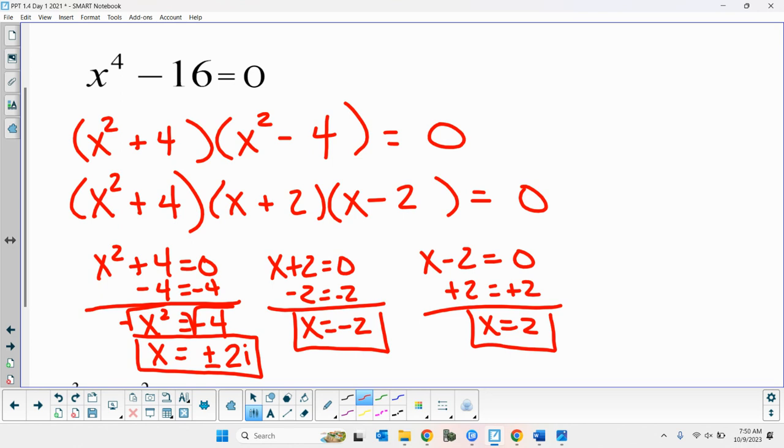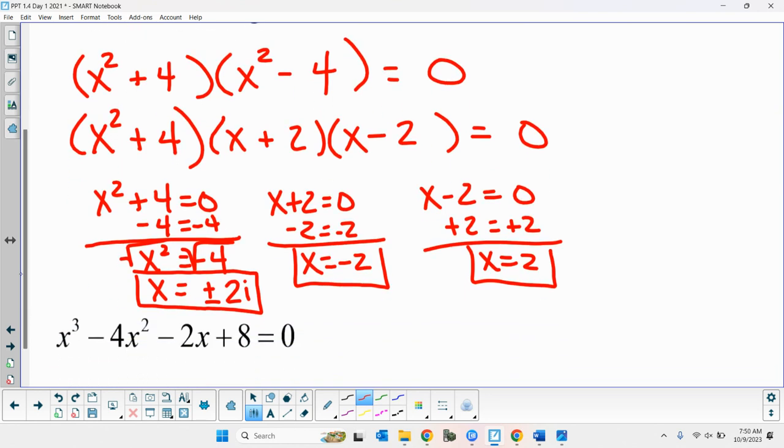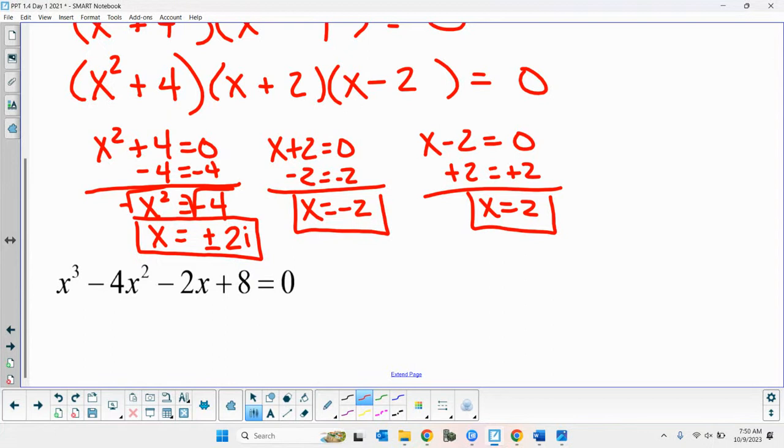And whatever this exponent is up here is how many answers it should have. We did quadratics last week. They were always x squared, right? It's always 2 answers. Well, this one has 4 answers. We did all that by factoring. Okay? Any questions on that example? All right. So we just factored as far as we can, and then we figure out our answers.